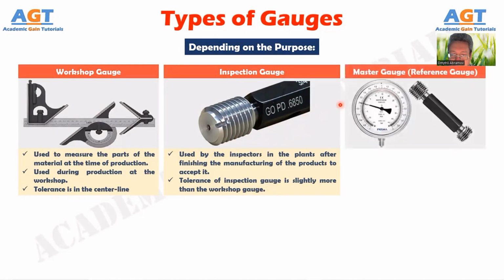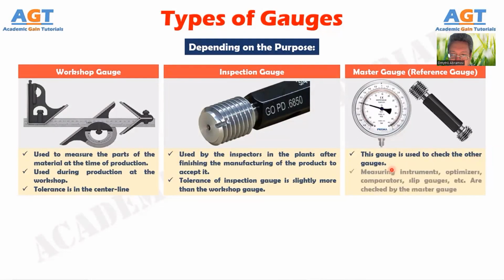And master gauge or reference gauge. A master gauge is defined as the gauge used to check the other gauges. The measuring instruments, optimizers, comparators, slip gauges, etc. are checked by the master gauge or reference gauge.